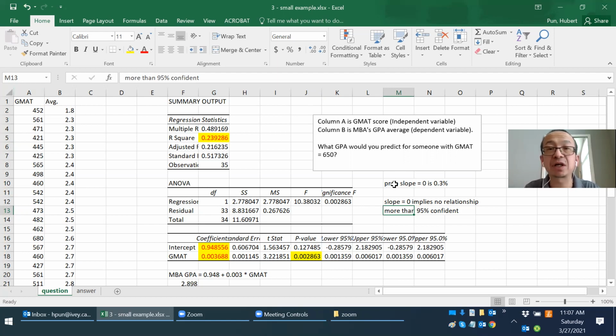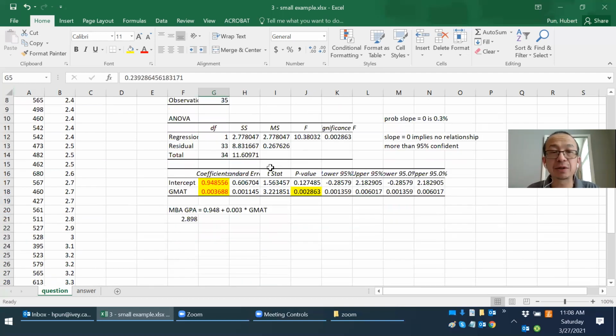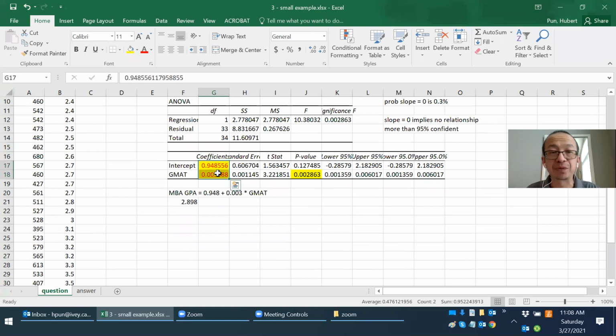If that is statistically significant, then the next thing you'd like to check is the R square. Right now, the R square is between 0 and 1 with a number around 24%. That is pretty good under the context of social science, business, or marketing surveys. The next step is to look at the regression line formula. You look at these two cells and write it in equation format.